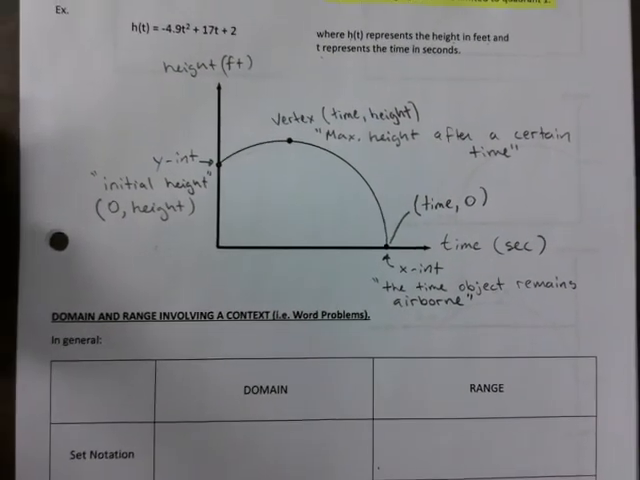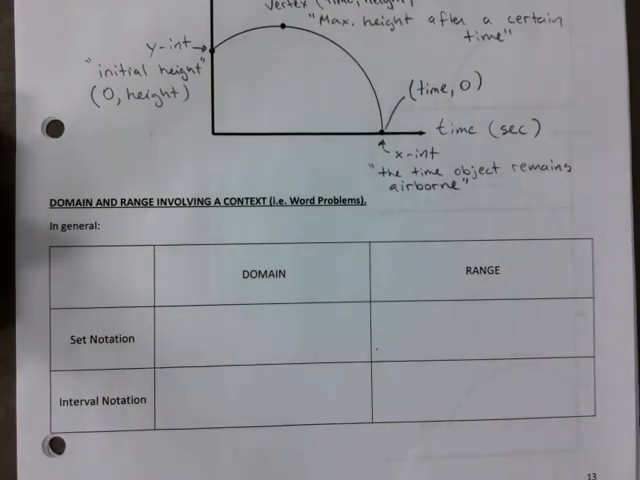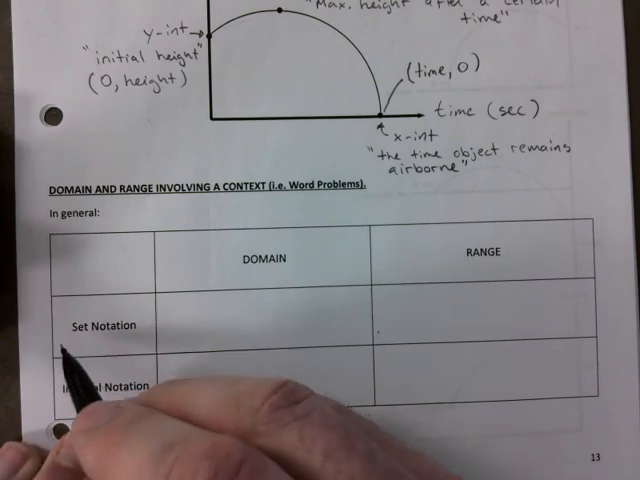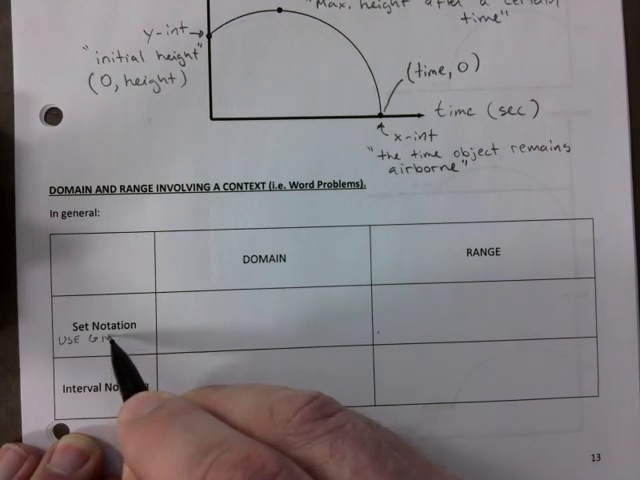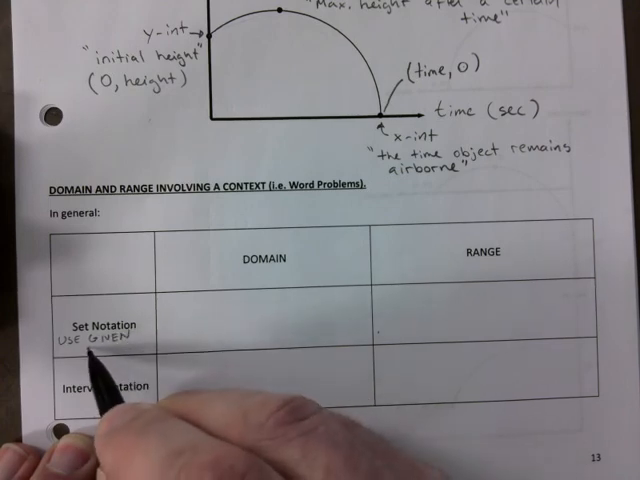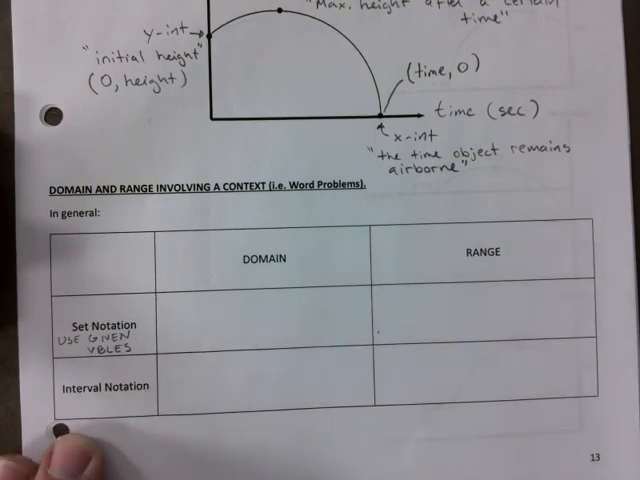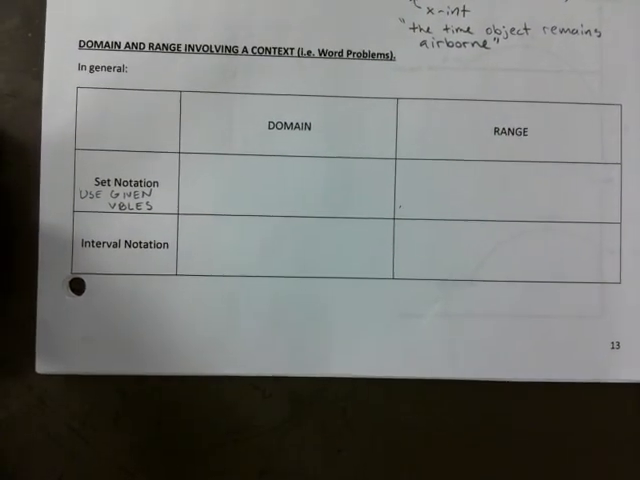Next, let's move on to domain and range. For set notation, you have to make sure you use letters. Use given variables. Sorry, I'm going to shorten it there. I'm writing down use given variables, and I'll zoom into that a little bit. If you want to use set notation, you have to use the variables that are in place there.